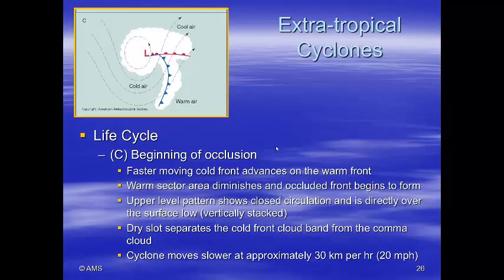Then something called a dry slot separates the cold front cloud band from the comma-shaped band. The cyclone begins to move slower, at approximately 20 miles per hour or 30 kilometers per hour.